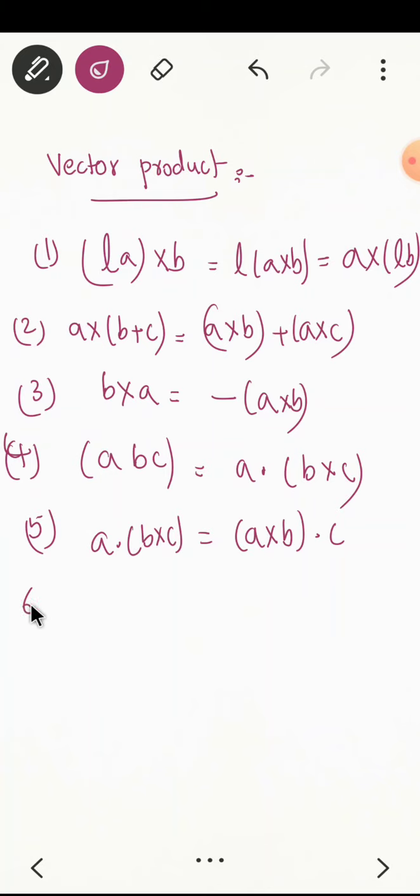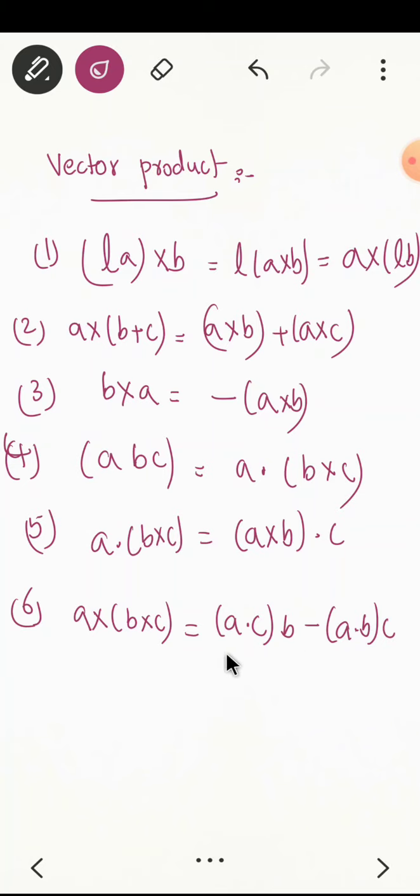The final property you have to remember is A cross B cross C can be written as A dot C times B vector minus A dot B times C vector. These properties are very important. You should remember them. That will be very helpful.